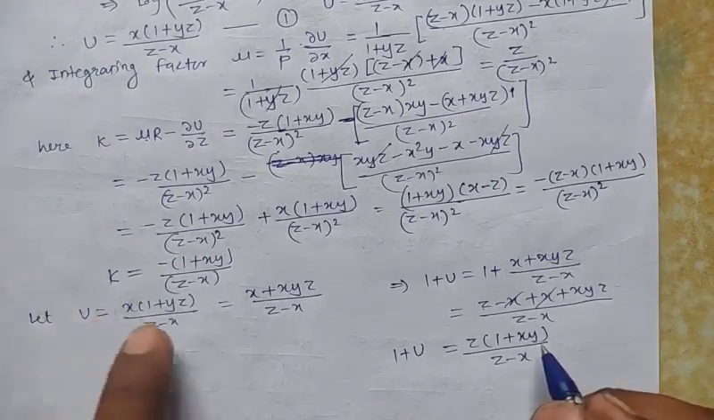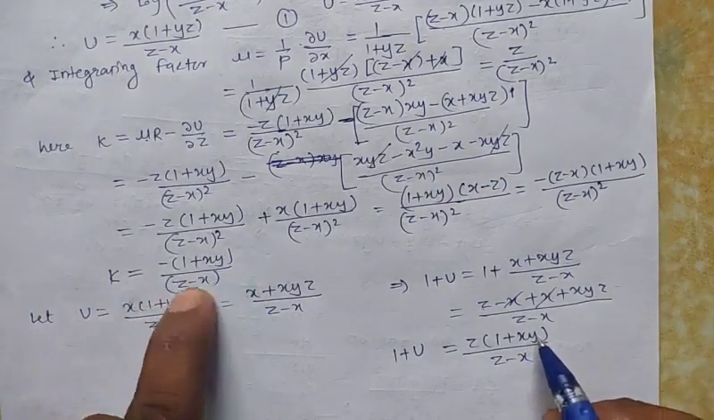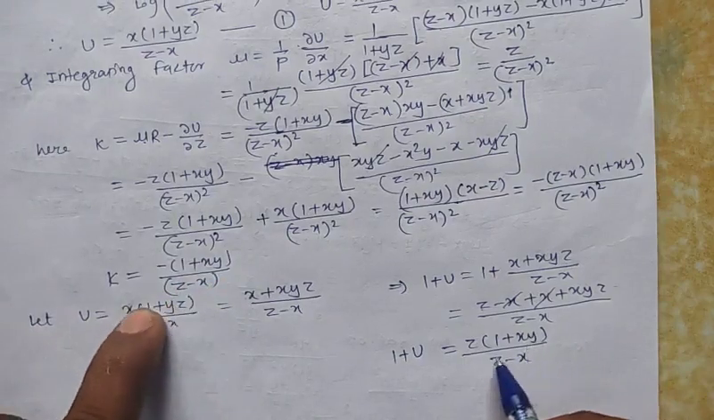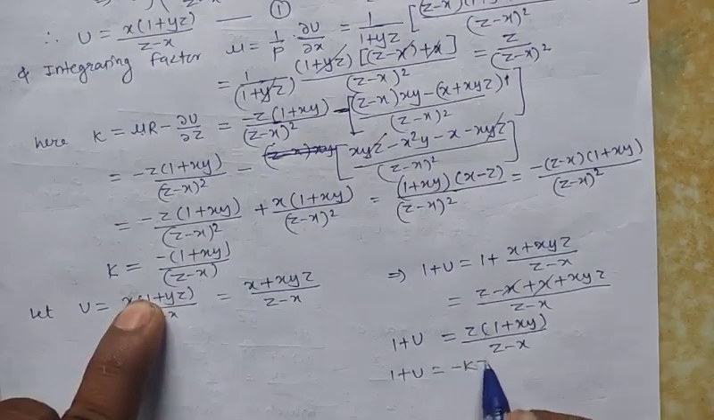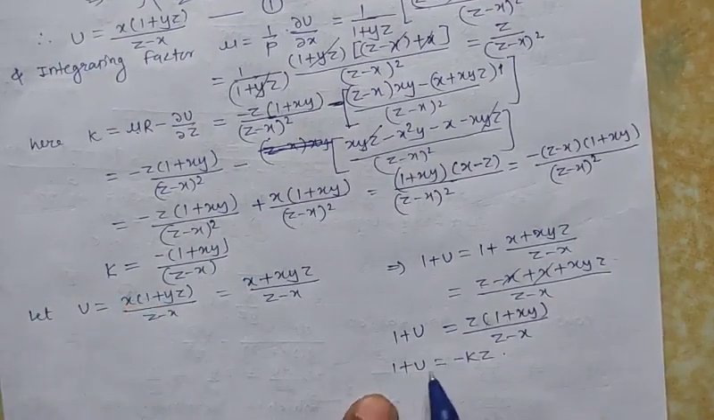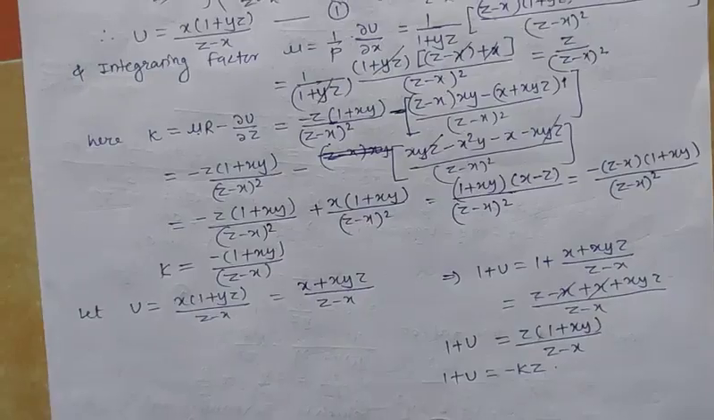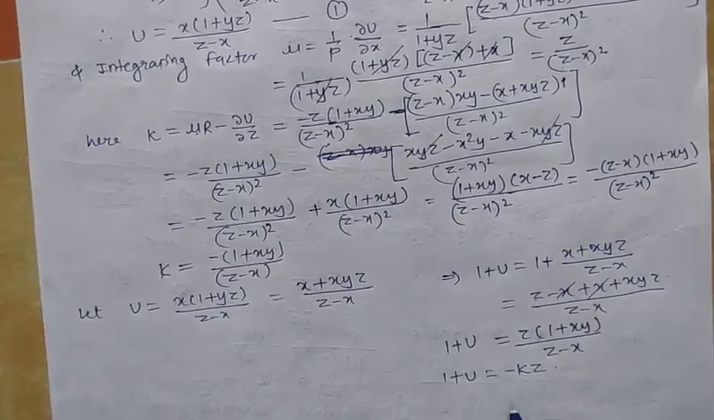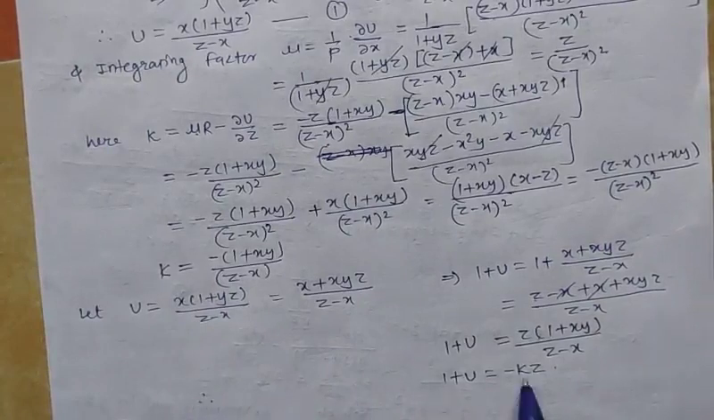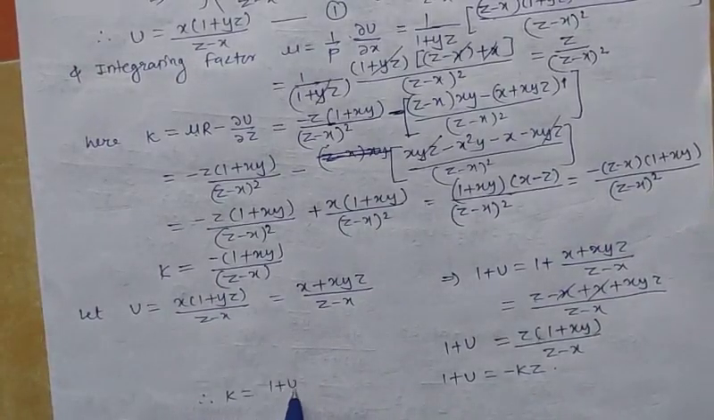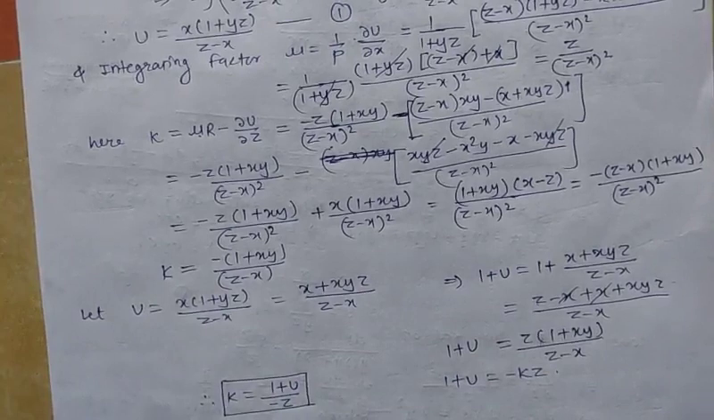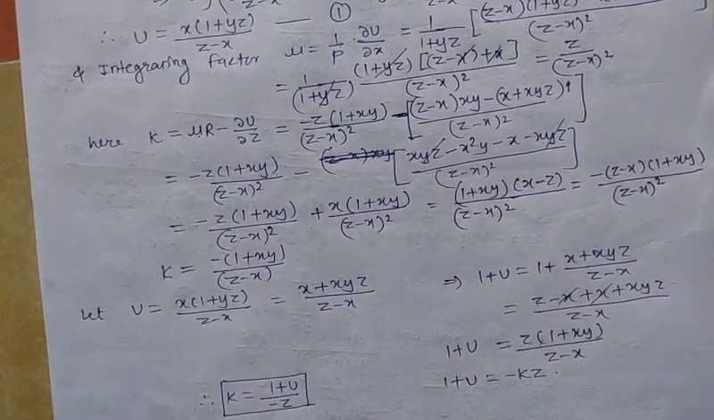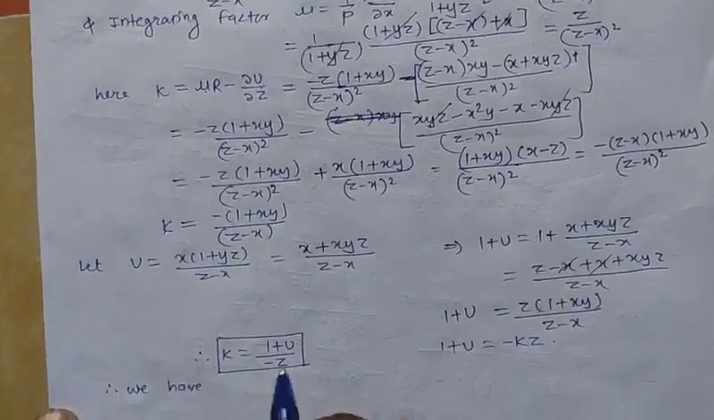And we know the value of k is minus (1 plus xy) upon (z minus x). So we can write here 1 plus u is equal to minus k into z, right? So from that equation we will find the value of k. So what is the value of k? Therefore the value of k is equal to (1 plus u) upon minus z. Okay, therefore using this value of k, we have the equation.